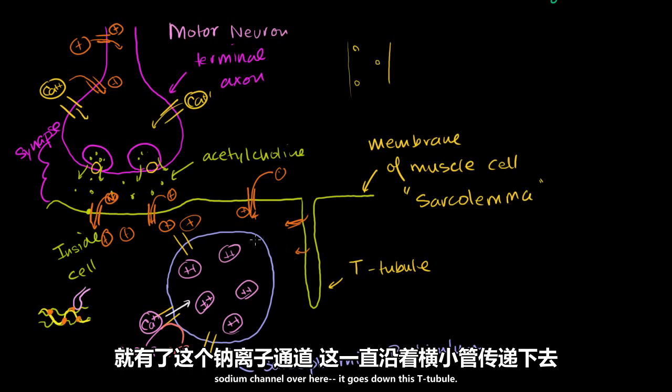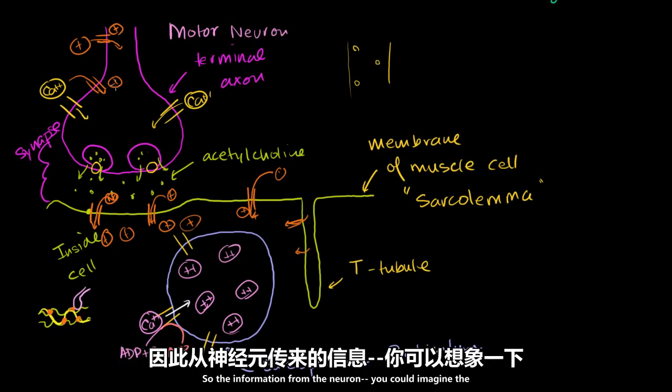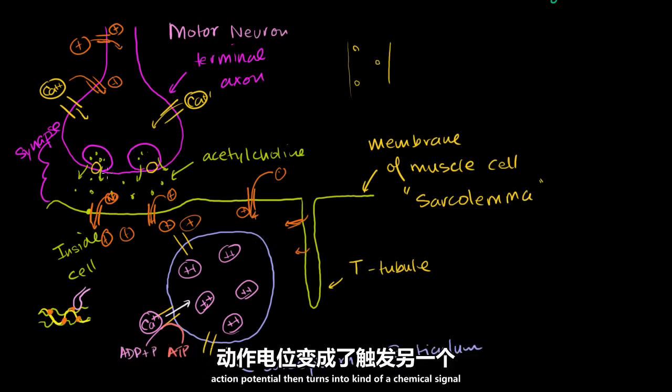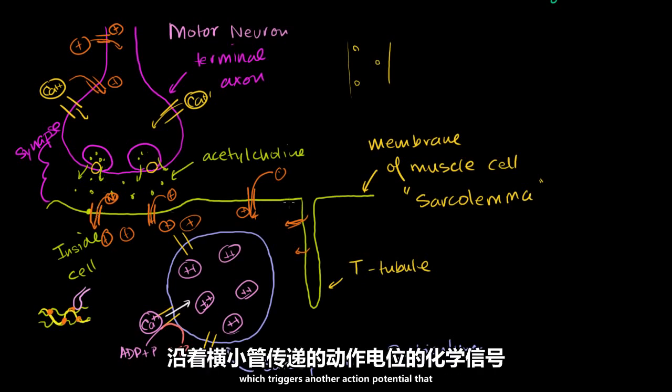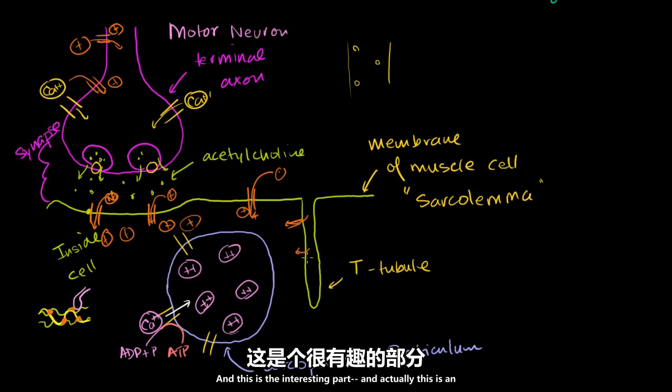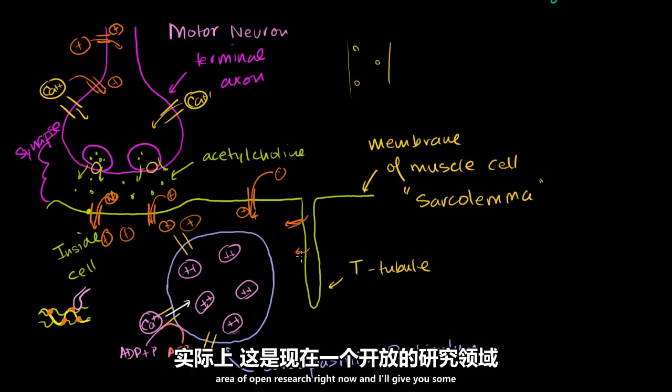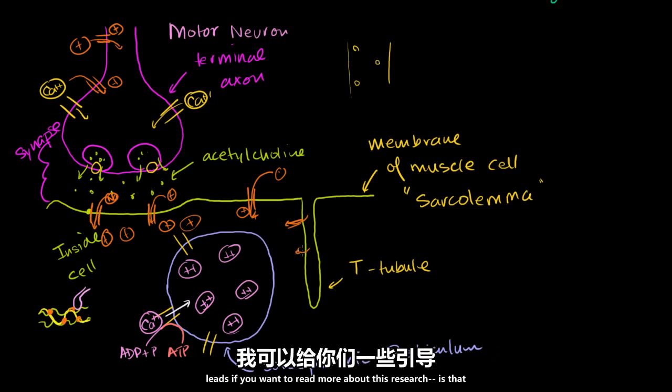It goes down this T tubule. So the information from the neuron, you could imagine the action potential then turns into a kind of chemical signal, which triggers another action potential that goes down the T tubule. And this is the interesting part. And actually, this is an area of open research right now. And I'll give you some leads if you want to read more about this research.